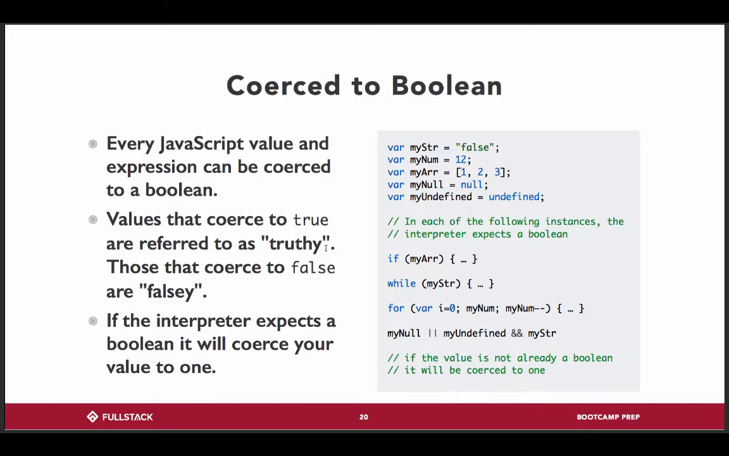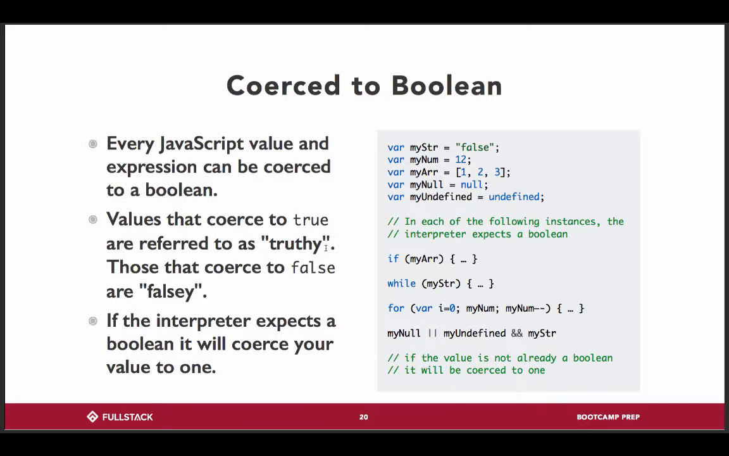So if we have if my array is an actual thing, an array with values, it's going to see this as truthy. So it'll run what's within the curlies of this. My string, even though it's quotes false, it's a string with value in it. So that's also going to be truthy because it's not analyzing what the string is. It's not going to be like, oh, it says false in here. It's just going to say, oh, this has a length. My num also is truthy because 12 is a value. So this would run.